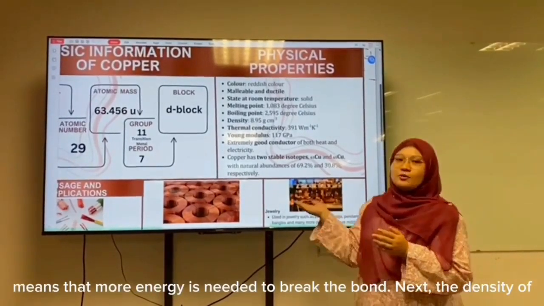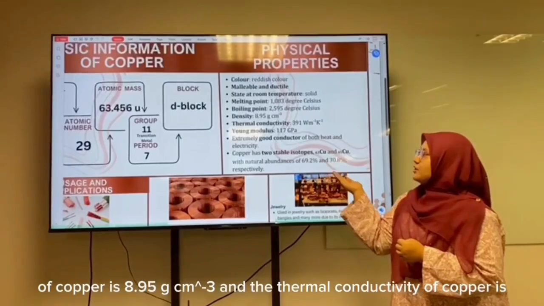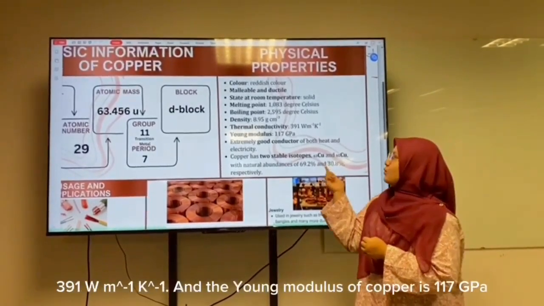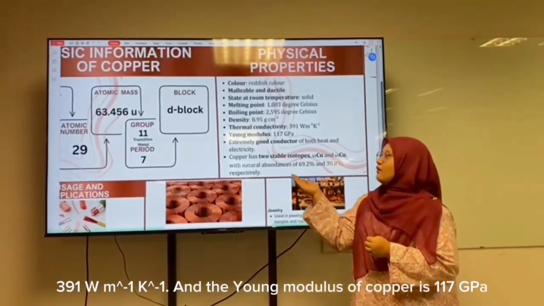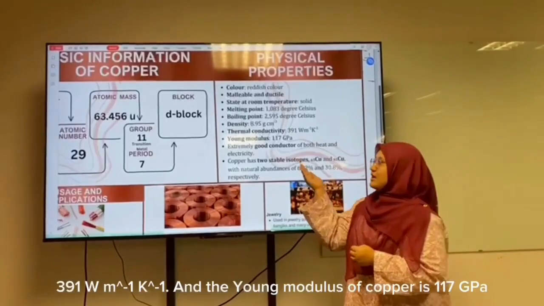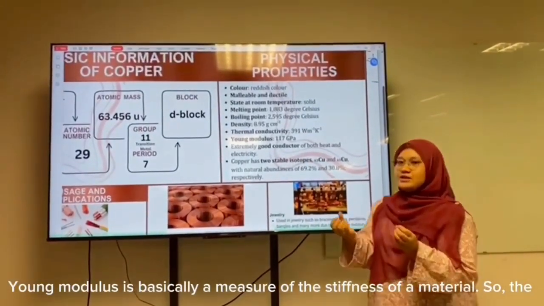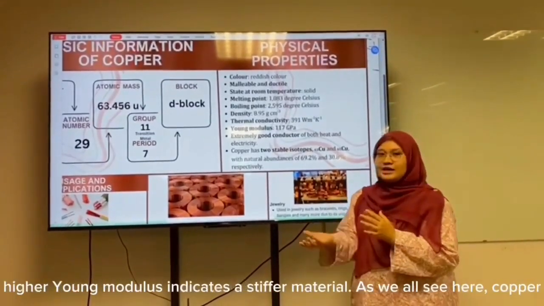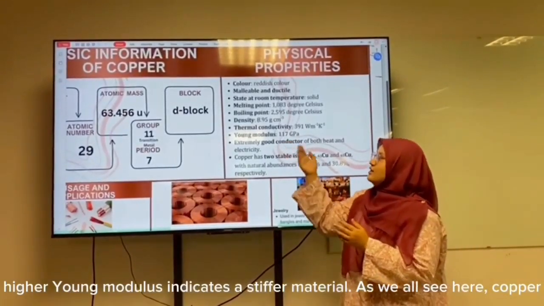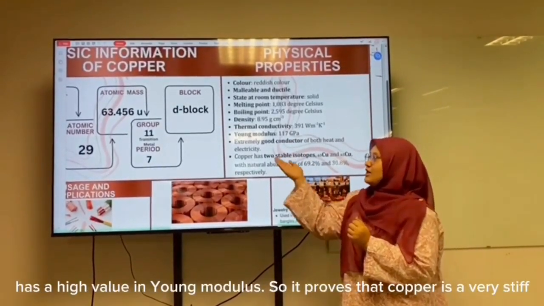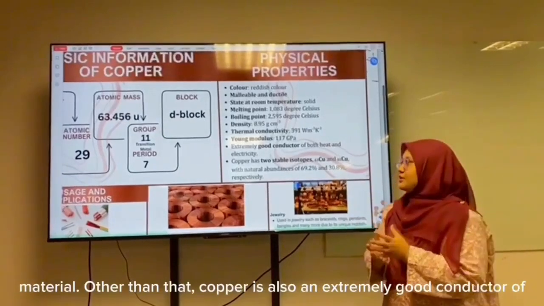Next, the density of copper is 8.95 grams per cubic centimeter, the thermal conductivity of copper is 391 watts per meter per Kelvin, and the Young's modulus of copper is 117 gigapascals. Young's modulus is basically a measure of the stiffness of a material. A higher Young's modulus indicates a stiffer material. As you can see here, copper has a high value of Young's modulus, so it proves that copper is a very stiff material.